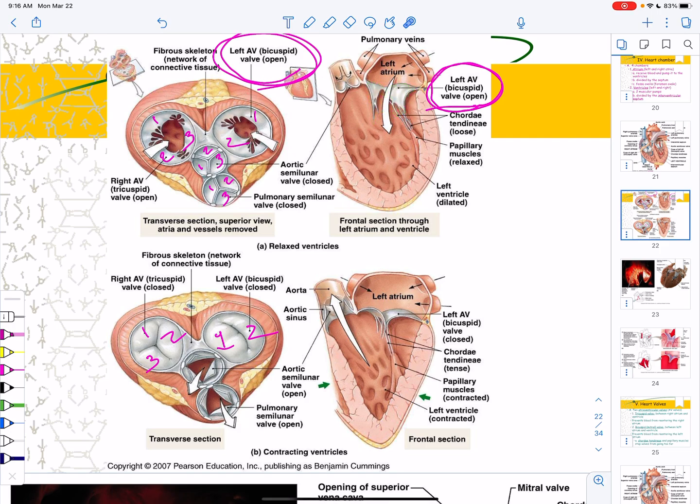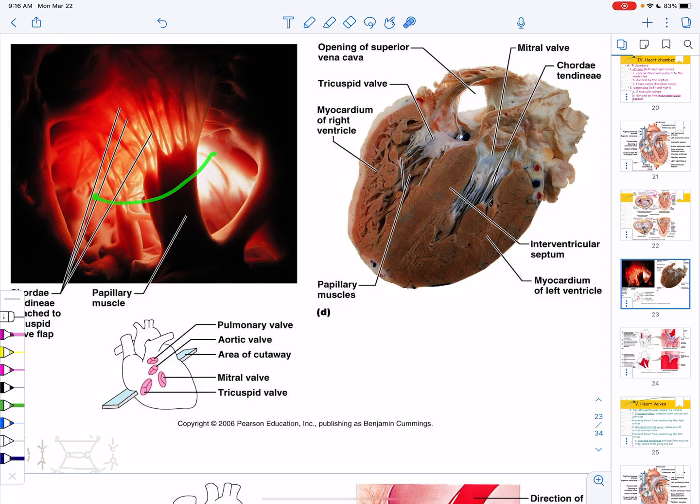But what I need you to notice is that these cusps are anchored to the wall of the heart. And they're anchored to the wall of the heart by something we call chordae tendineae. And it's so weird looking at it because these look like little strings. Think of them as little kite strings, little parachute strings. Okay, so when we think about a parachute, we have this parachute, and then we have all of these little lines that come down holding Mr. Parachute Man.